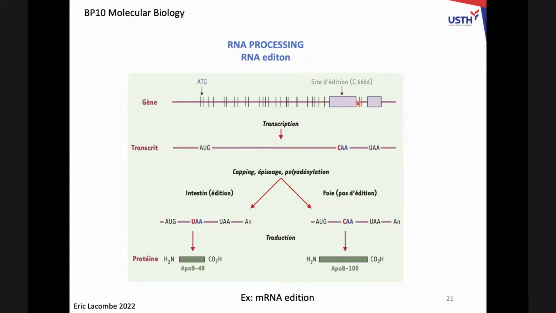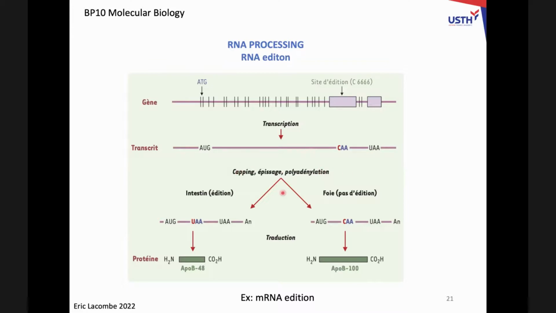Once this gene is transcribed and spliced, there is only one messenger RNA that is produced. So there is no alternative splicing. One gene: transcription, capping, polyadenylation, splicing at the same time. You've got one mRNA. Capping, épissage in French means splicing, and polyadenylation means polyadenylation. So it's all the processes for a normal transcript.